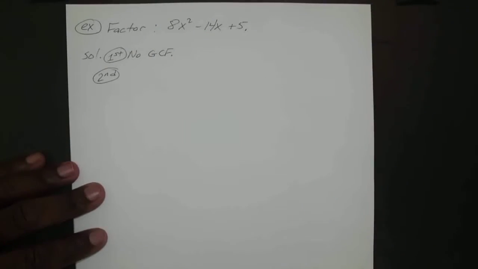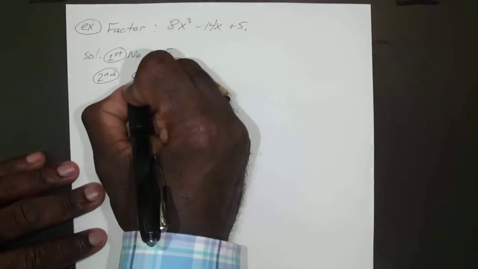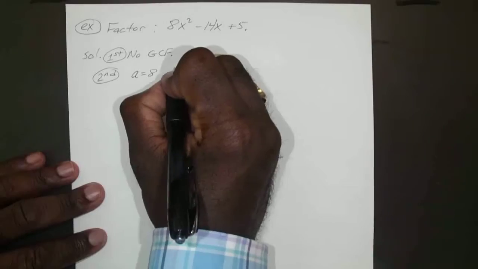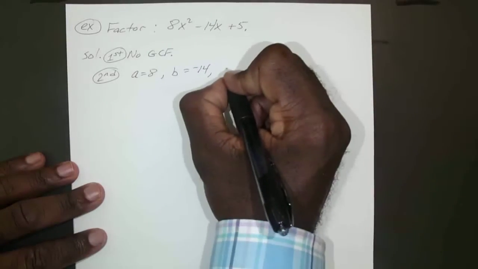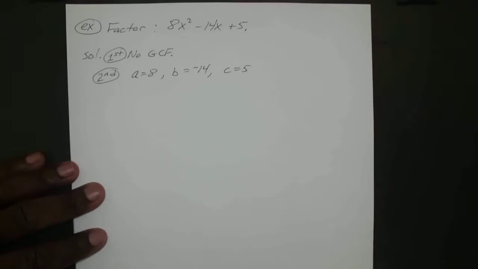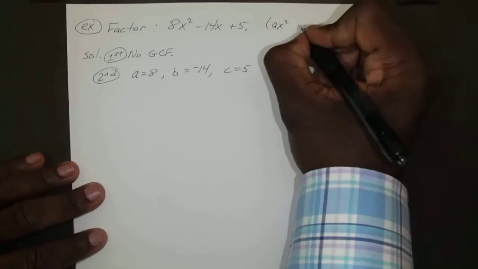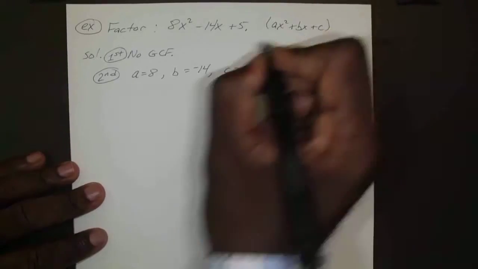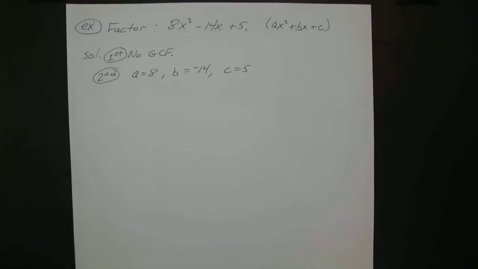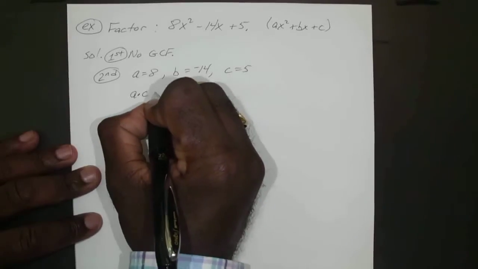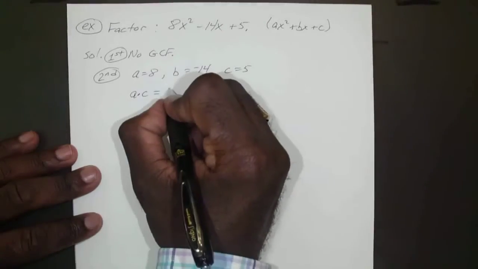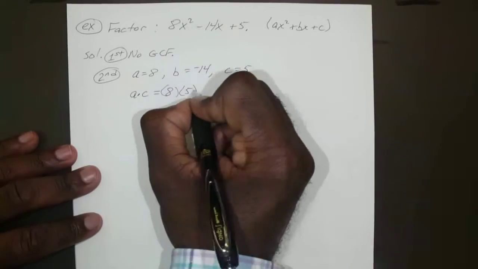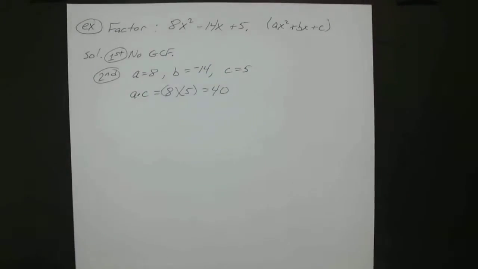Okay, so your second step, you know that a is equal to 8, b is equal to negative 14, and c is equal to 5. Because you remember, it's just in the form ax squared plus bx plus c. And we know that a times c is equal to 8 times 5, which is 40. Okay. So that means we have to find 2 numbers that multiply to equal 40, but then add together to equal our b, which is negative 14.